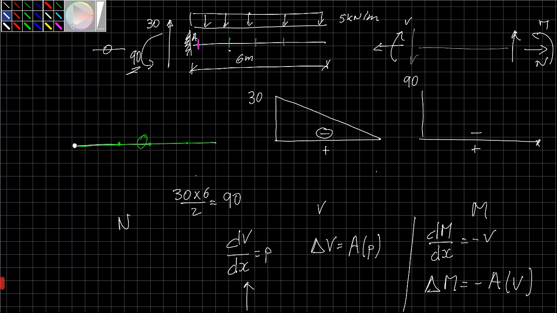If V is a straight line, so it's a first degree polynomial, it means because of this that the moment is a second degree, it's parabolic. And the derivative, or the slope, at the beginning shear is 30, means the slope of this is 30, very high. At the end, shear is 0, meaning the slope at the end is 0, meaning horizontal. And we get something like this.